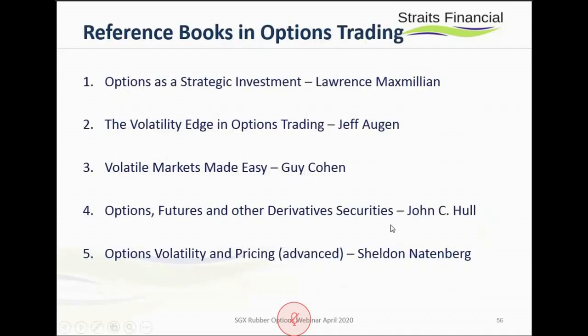So I'm almost done. Some of the reference books in option trading are very good. If you can go to the library, or if you like an investment, you can always buy. I recommend the first book, Options as a Strategic Investment by Lawrence McMillan. It's a very good book. They talk about stock options, but the strategies are the same. It's written in very simple English, and it's a very good book. You can go to the website and order this book.